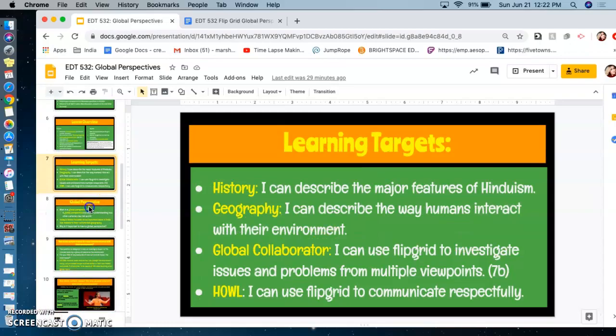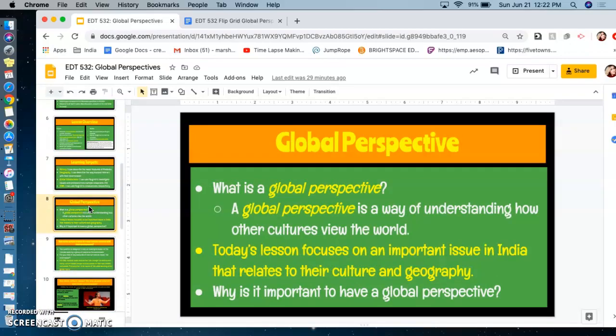Moving forward, I would include some discussion about a global perspective. I think that a global perspective is a way of understanding how other cultures view the world. And then I would explicitly point out to students that this is a lesson focusing on culture and geography in India. And hopefully this wouldn't be the first time I talk to them about a global perspective, because this, of course, could be an entirely separate lesson in and of itself.